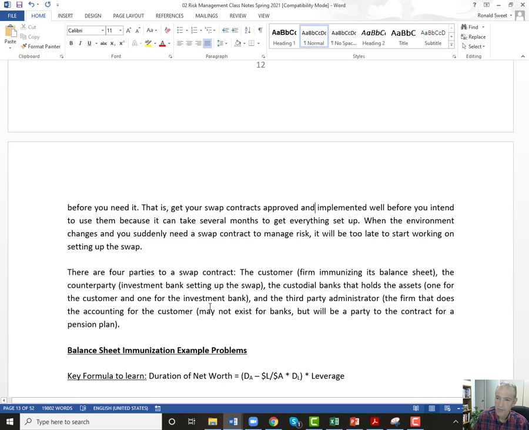So be aware of that. That's one of my strongest recommendations to you as a finance major or an actuarial science major. Actuaries use derivatives a lot in their field as well.